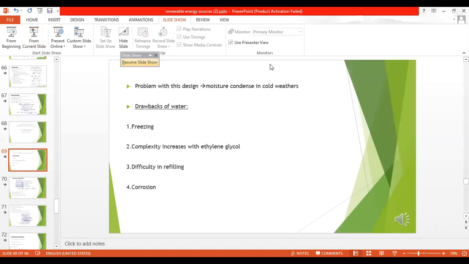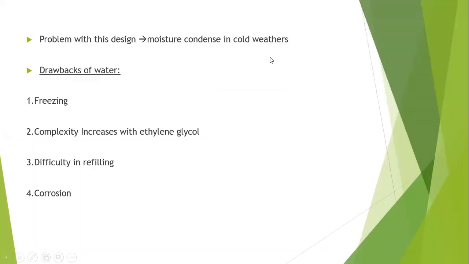The problem with this design is that in cold weather, moisture may condense on the inside of the transparent plate. Moisture also condenses on the inside of the transparent cover plate. This moisture which condenses decreases the transmission of solar radiations.